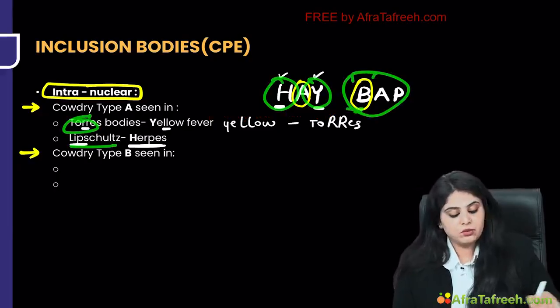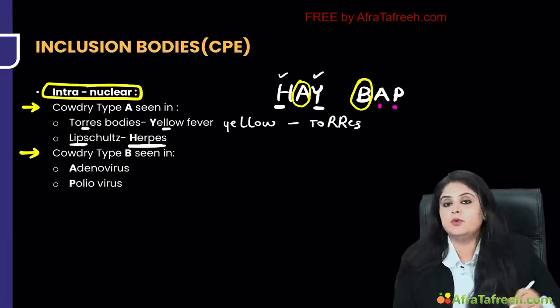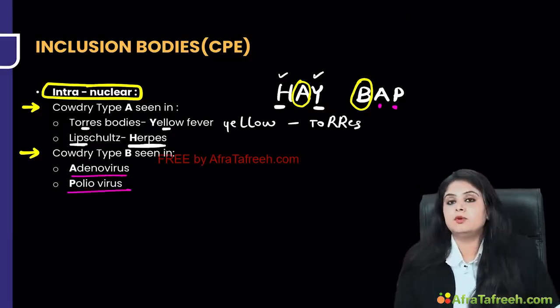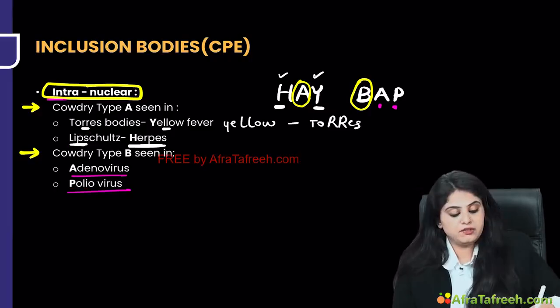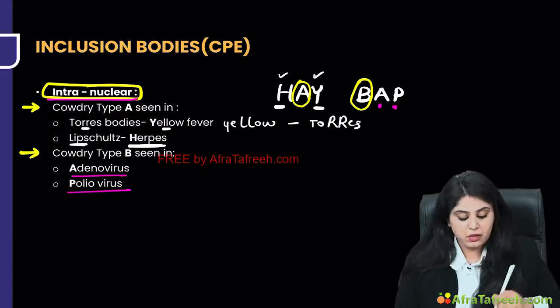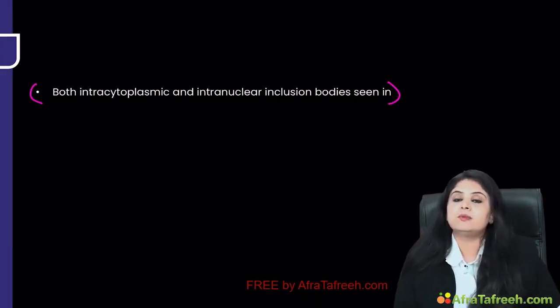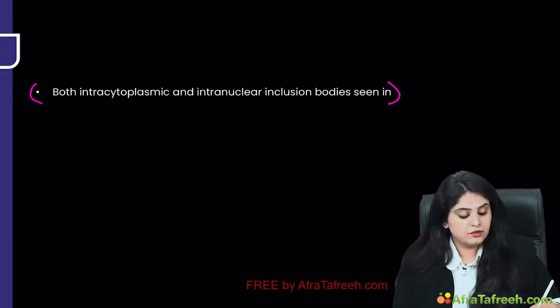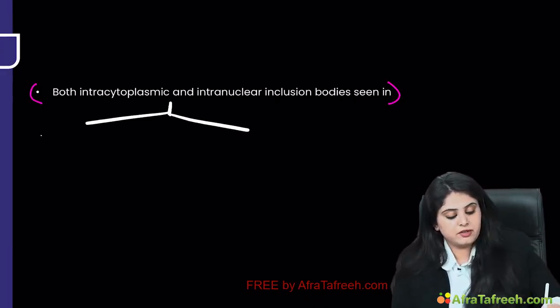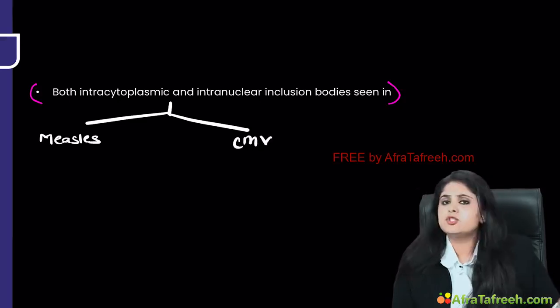Coming to BAP, that is who has Cowdry type B. Cowdry type B are seen in adenovirus and poliovirus. Adenovirus and poliovirus show you Cowdry type B. All of these are going to be in the nucleus. I hope that is okay with everyone, because now I will ask you, both intranuclear and intracytoplasmic inclusion bodies are seen in. So remember, there are two organisms. One is going to be measles and the other is cytomegalovirus. Let me show you their pictures.